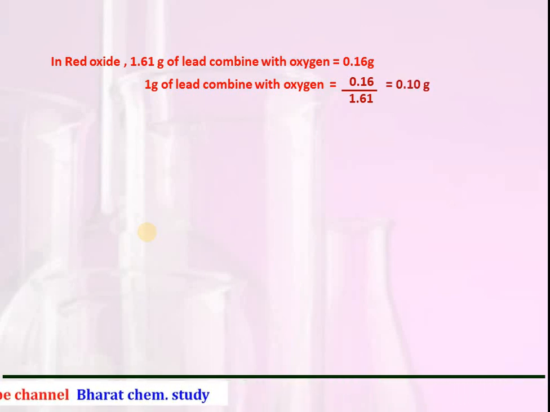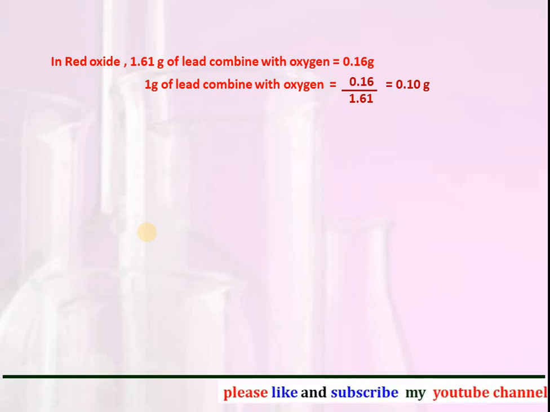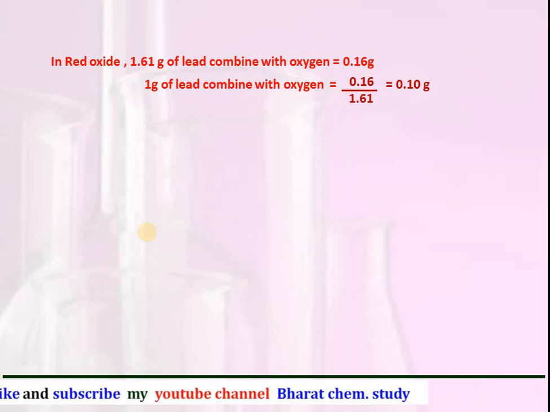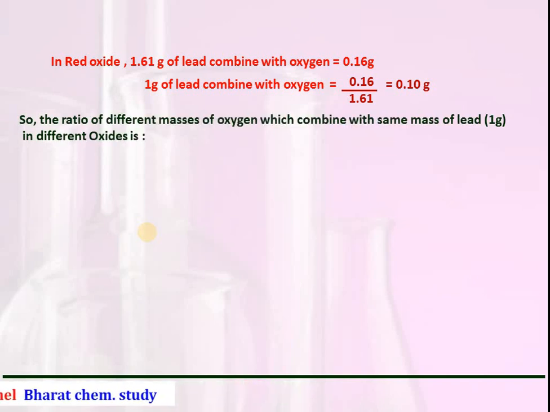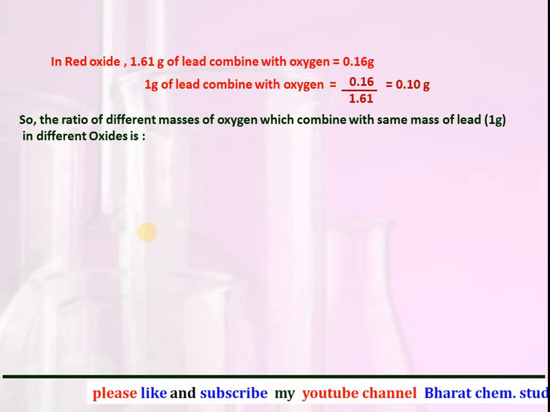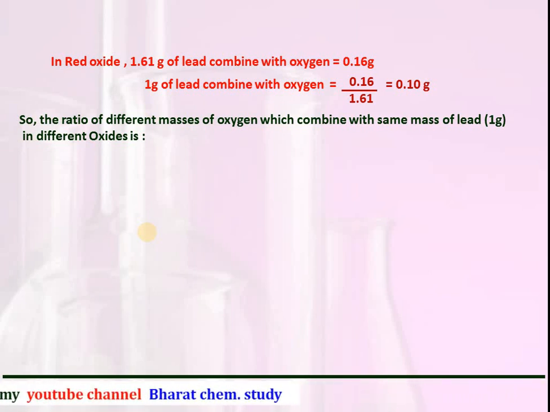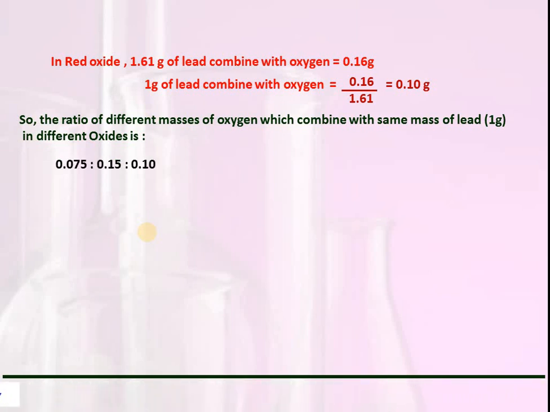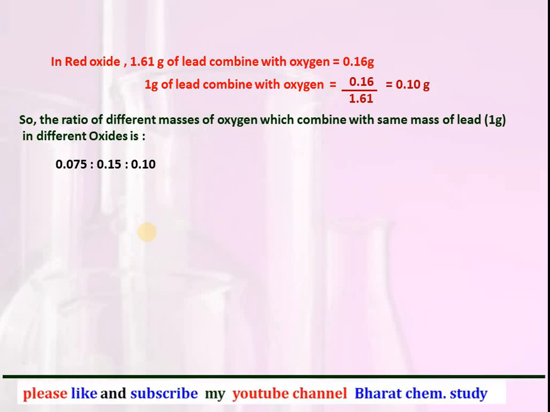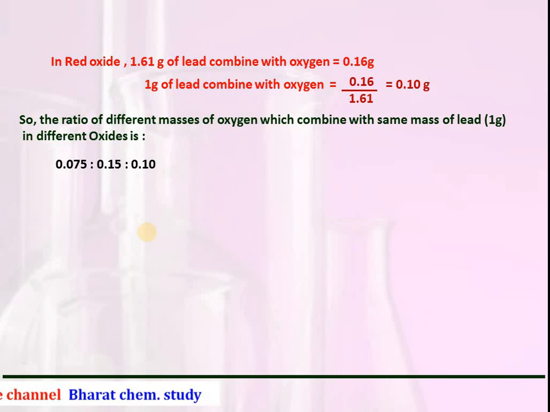So here in all these three experiments, the weight of the lead is fixed to 1 gram, and according to 1 gram, the weight of oxygen has to be calculated. Now we have to take the ratio of the oxygen from all three experiments which are going to combine with a fixed mass, that is 1 gram of lead, and the ratio comes to be 0.075, ratio 0.15, ratio 0.10. Now let's simplify it into a simple whole number.